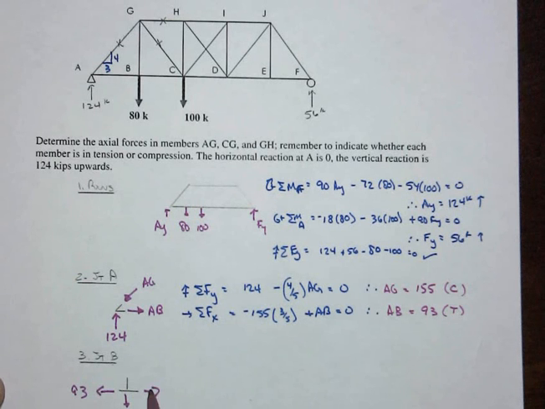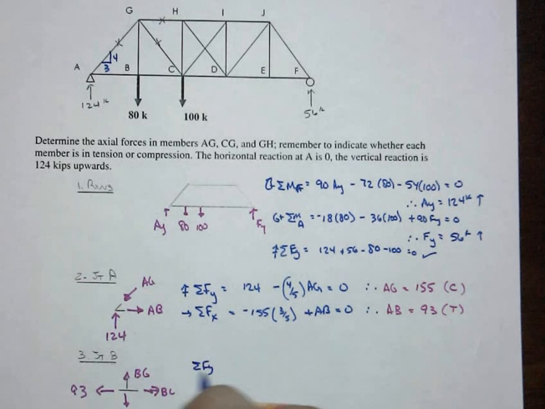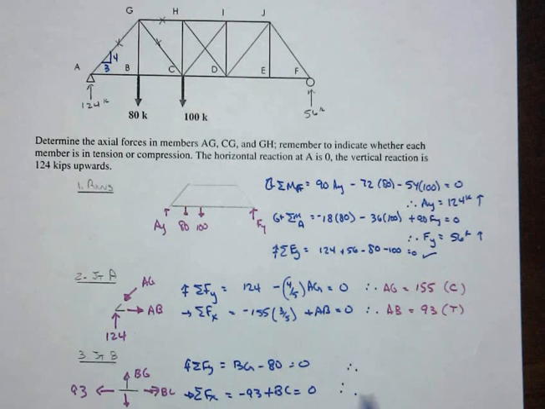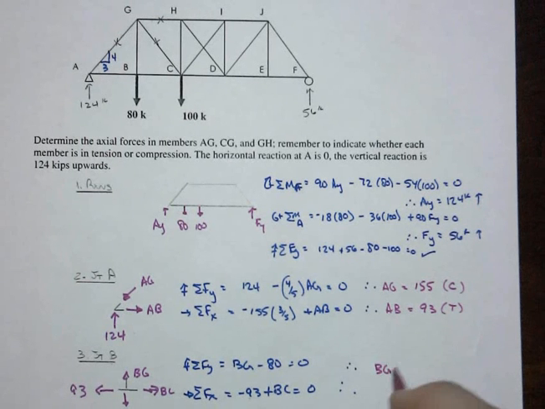And this is really kind of trivial here. Sum of forces in the Y, we've got BG minus 80 equals 0. Sum of forces in the X positive, we get 93 minus 93 plus BC equals 0. And now we switch colors, and we find that, of course, BG equals 80, shown in tension, and BC is equal to 93 in tension. We again don't really need those numbers, at least the horizontals, but we're doing it for completeness' sake.